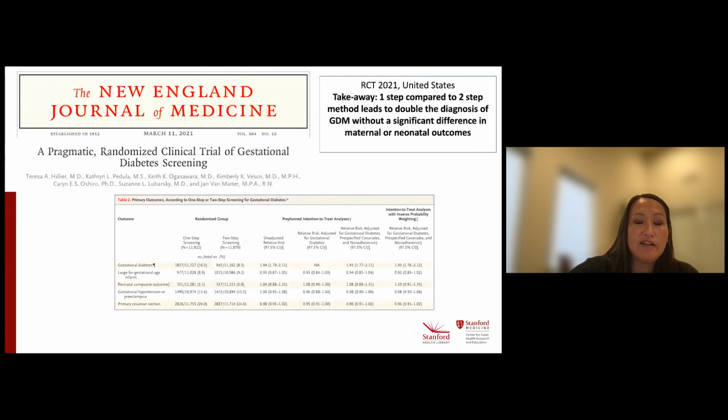And then interestingly, in 2021, there was a US randomized controlled trial that compared the two-step versus the one-step. It was a Kaiser study. They randomized patients to either undergo the two-step method versus the one-step method. And what they found was, as expected, those who did the one-step method had about double the incidence of gestational diabetes diagnosis. So 16.5% versus 8.5% in the two-step method. But when they looked at the outcomes, there was no difference in outcomes like large for gestational age, the perinatal composite outcome that included stillbirth, neonatal death, shoulder dystocia, bone fracture, and nerve palsy, and then gestational hypertension or preeclampsia, and also the primary cesarean section.